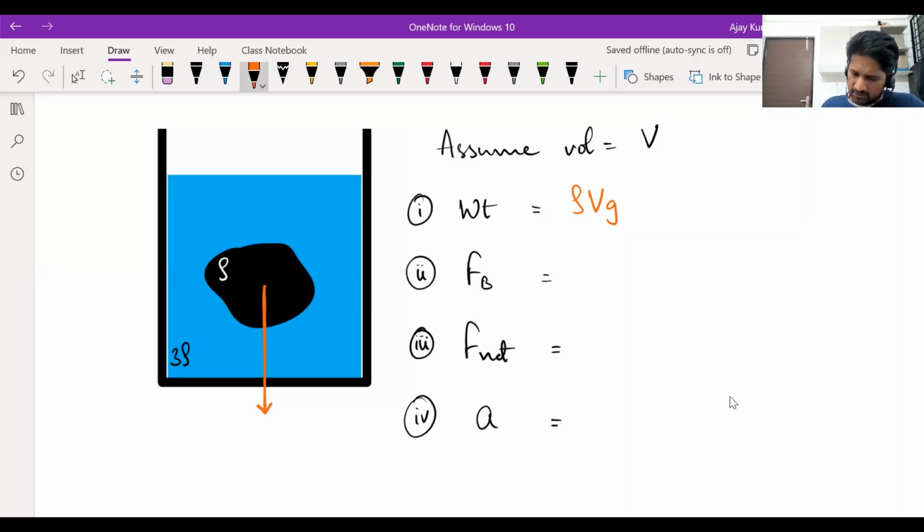Aishwarya, continue. What is the expression for buoyant force on the object? Sir, 3 rho Vg. Okay. Density of liquid into volume displaced into g. So 3 rho, volume displaced is the complete volume, into g. So definitely buoyant force will be dominating here. And if buoyant force dominates, the object is going to rise up.